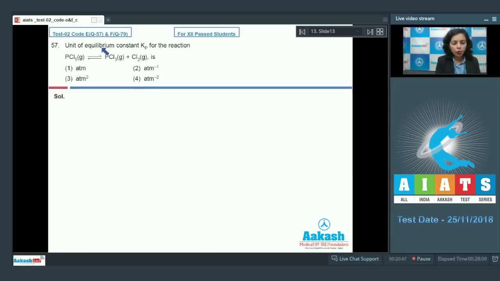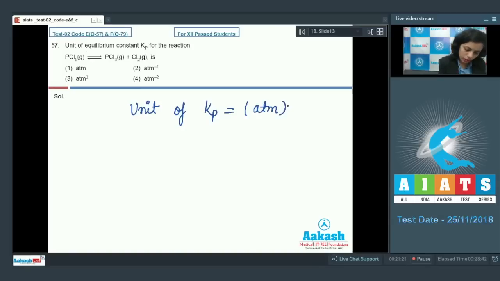Question number 57. Unit of equilibrium constant Kp for the given reaction is. And the reaction is PCl5 getting changed into PCl3 and Cl2. You should know that whenever we talk about the unit of Kp, that is equal to atmosphere raised to the power delta Ng.